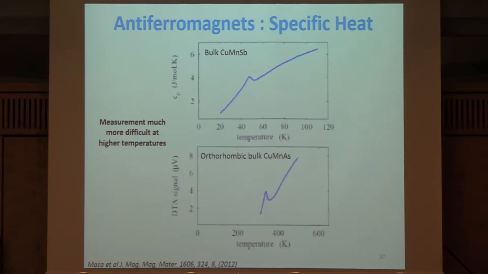More recent measurements on the bulk orthorhombic manganese arsenide, and the cubic manganese antimonide: you can see peaks. They're very thick, but you can pick out the transition temperature from that. But this is a harder measurement because you've got a large background specific heat here as well.